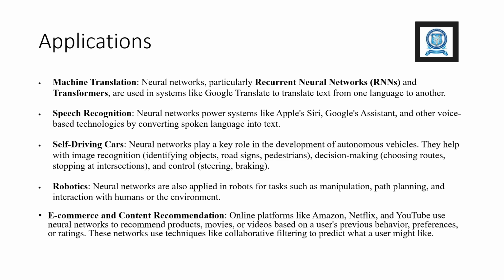Neural networks play a key role in the development of autonomous vehicles. They help with image recognition, decision making, and control. Next one, robotics. Neural networks are also applied in robots for tasks such as manipulation, path planning, and interaction with humans or the environment. E-commerce and content recommendation.